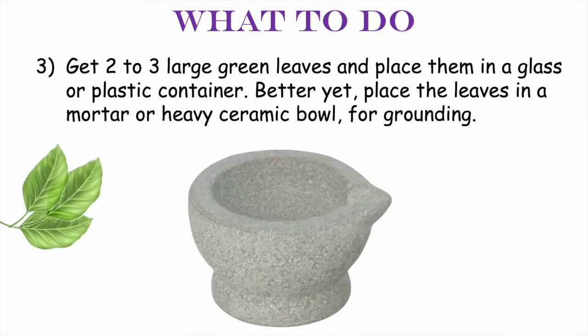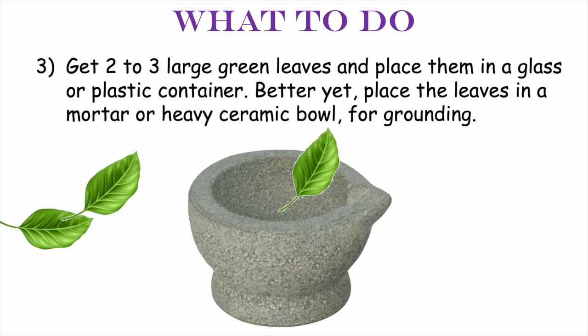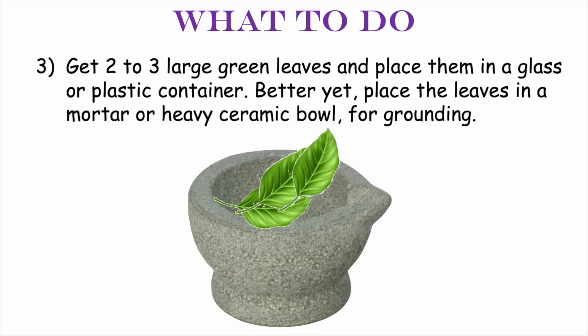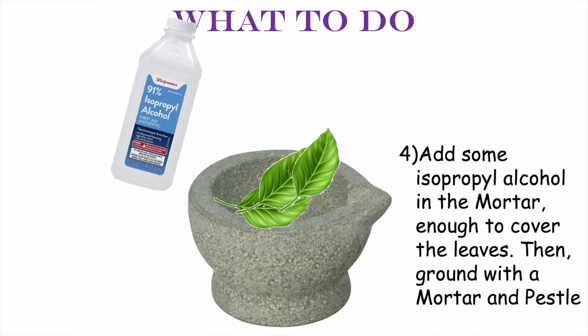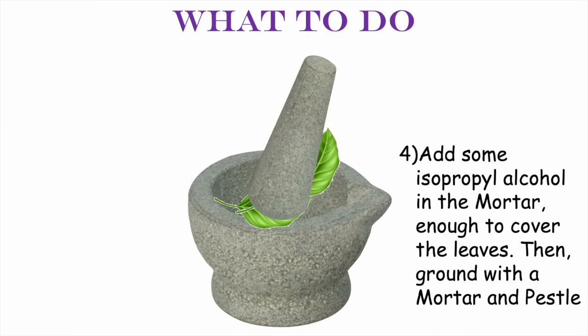Then, get 2 to 3 large green leaves and place them in a glass or plastic container. Better yet, put them in a large ceramic bowl such as a mortar, for grinding. Add some isopropyl alcohol, just enough to cover the leaves. Then, grind them using a pestle.